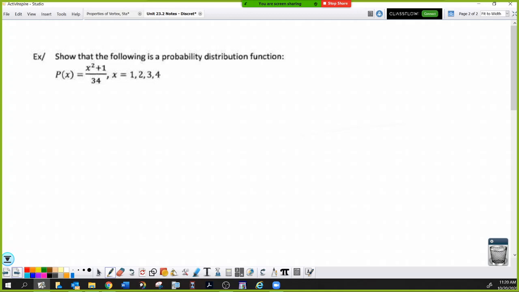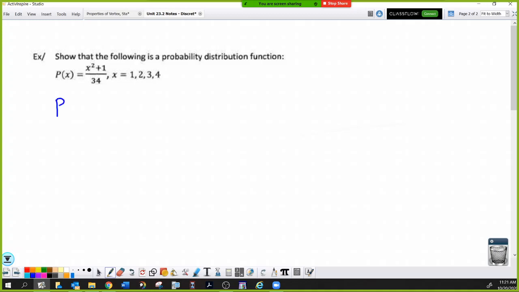The probabilities have to add up to 1, and you've been told that your domain is 1, 2, 3, and 4. So the way that we show that this is a probability distribution function is we find what all the probabilities are and add them up. If they add up to 1, yay, we've done our job. If they don't add up to 1, we go, oh, that's not a probability distribution function or mass function.